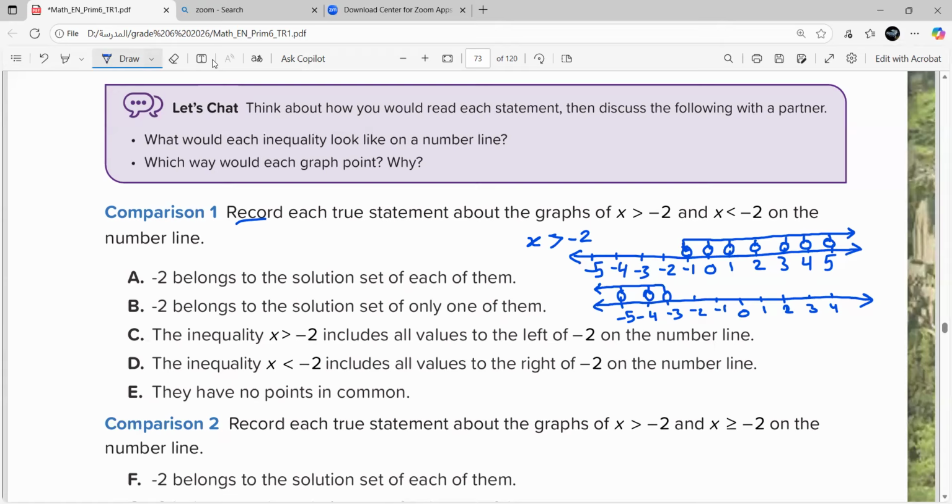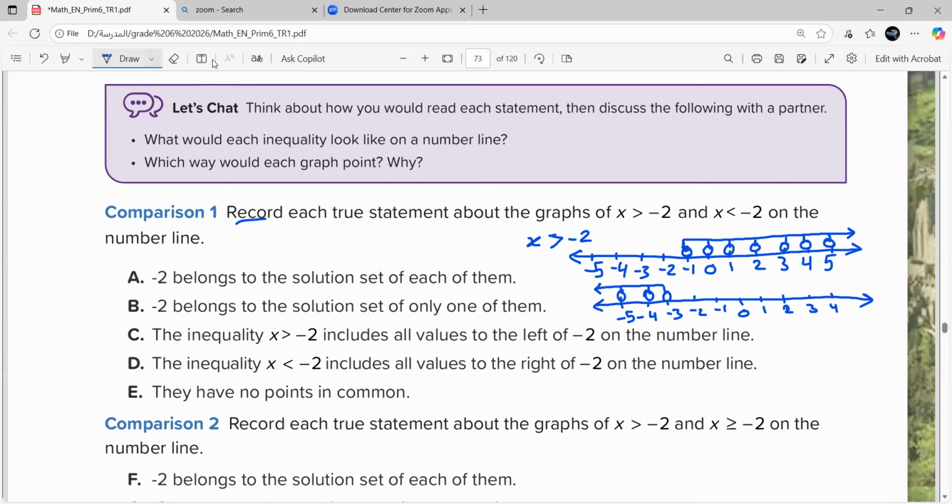The inequality x greater than -2 includes all values to the left of -2 on the number line. Is this true? X greater than -2 includes the values to the left? Of course not. This statement is not correct. The inequality x smaller than -2 includes all the values to the right of -2. Also wrong.